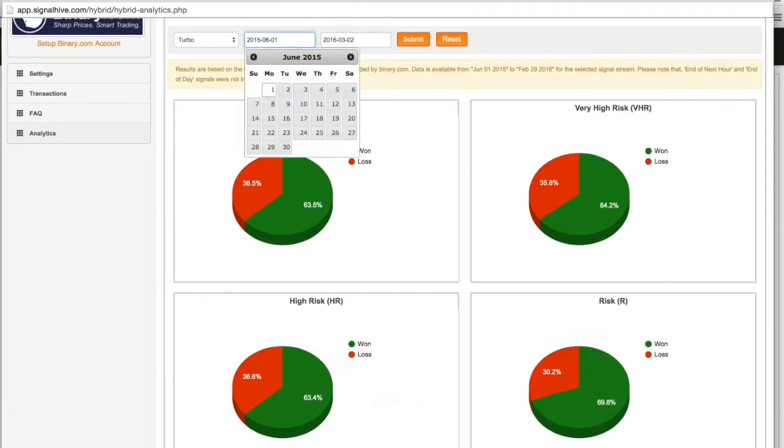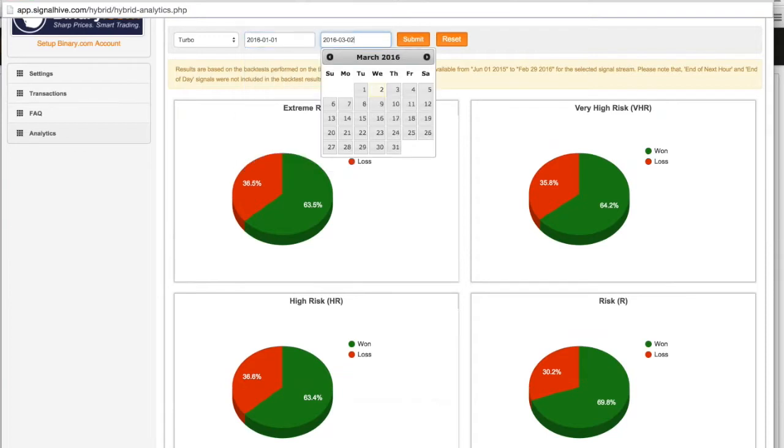But let's shorten the observation period. Forget what happened last year. Let's look at what happened this year, right? Because this year you had the second flash China crash. So January 2016 until 2nd of March, that's today.